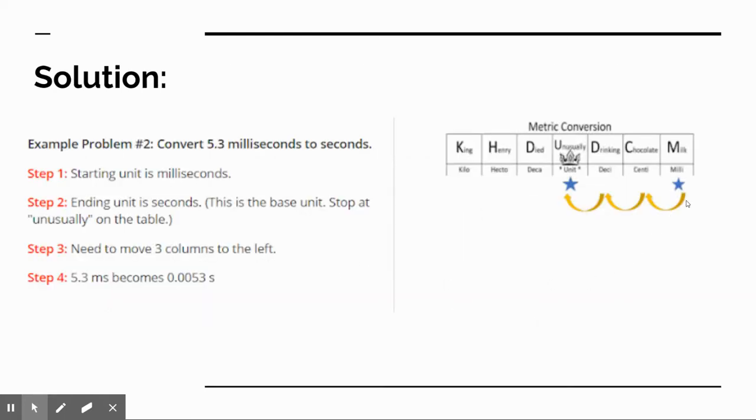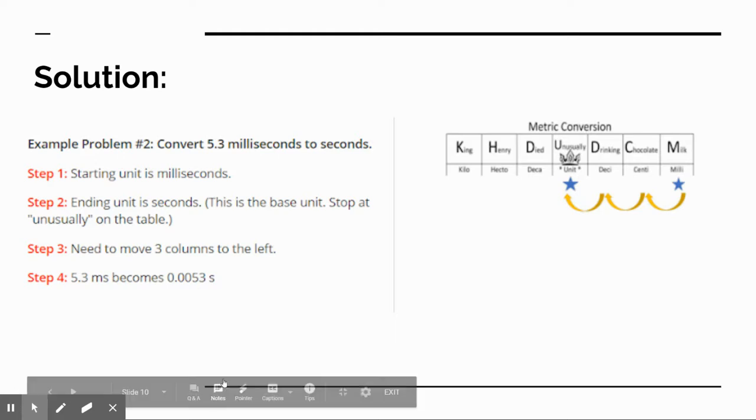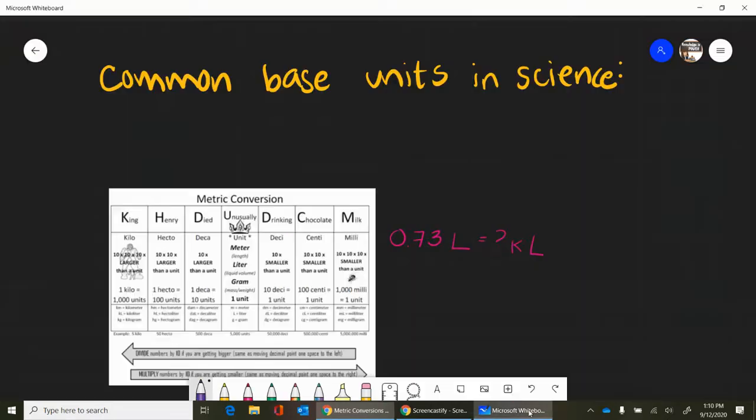Here it is in picture format. I'm moving it 1, 2, 3 spaces to the left. And when you do that, you're going to have 0.0053 seconds. I'm going to close this, exit that, and I'm going to use the whiteboard. Some of you are note takers, and so this could go in your notes.